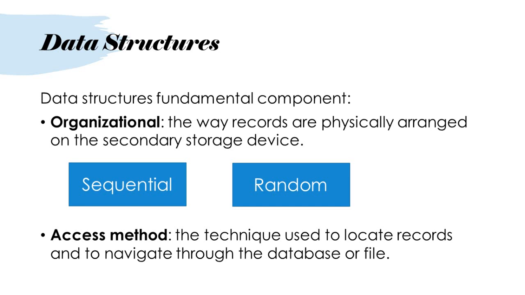The data structure's fundamental component consists of two methods: the first is organizational, and the second is the access method. The organizational method is the way records are physically arranged on the secondary storage device. Physically, it is more relevant to the flat file. To organize it, maybe sequential or random. The second is the access method, the technique used to locate records and to navigate through the database or file.